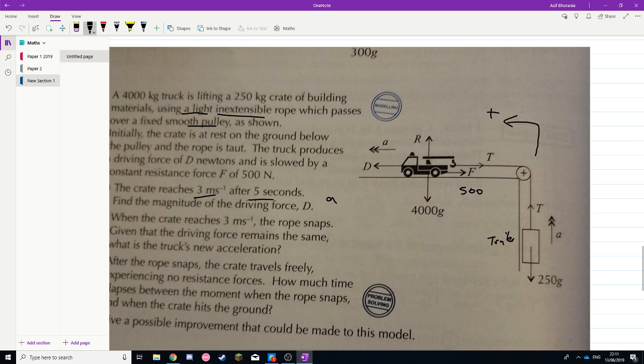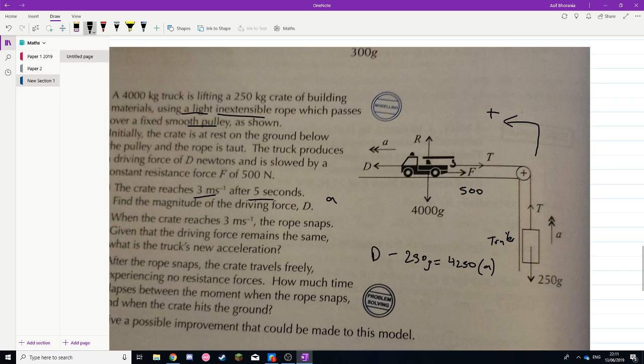Once you work out A, you can then treat this as one connected object with the combined masses, with D and 250g being the forces. So D minus 250g is equal to 4,250 times the acceleration you worked out, A. Work out D from there.